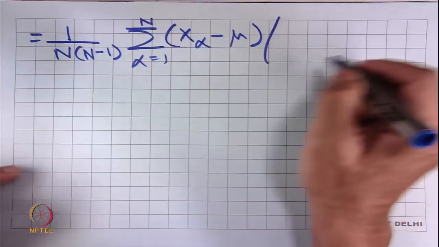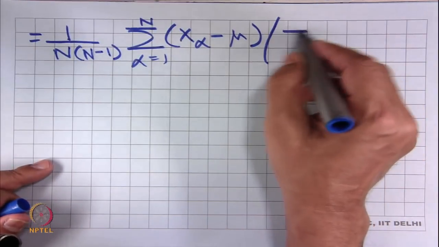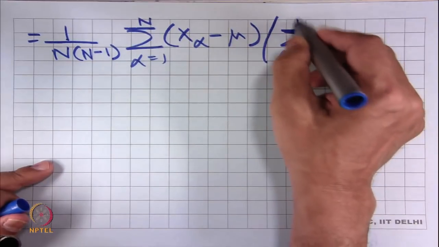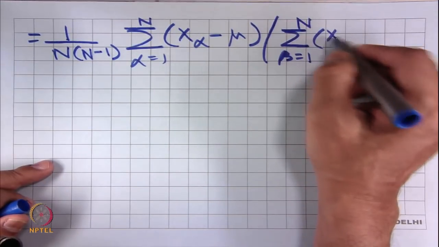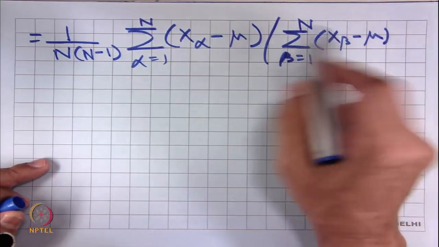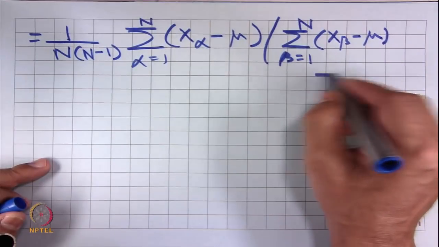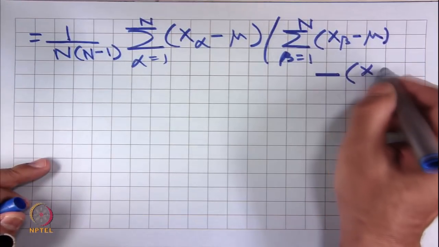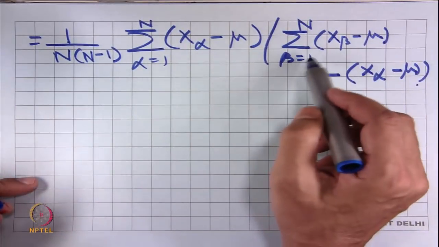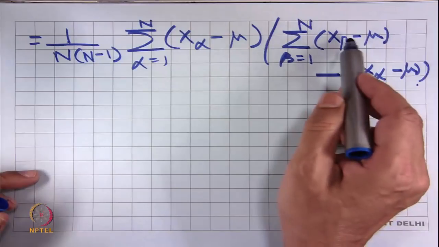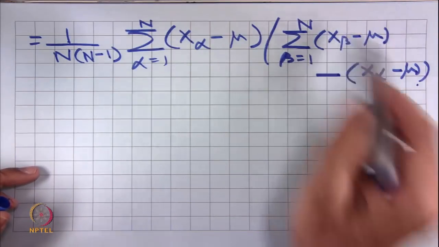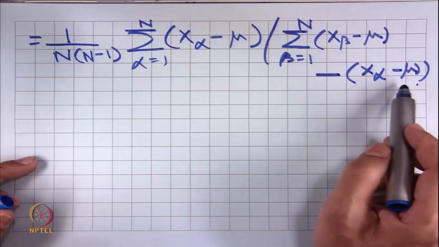Now, this summation I write as sigma beta equal to 1 to n of x beta minus mu, which also includes alpha. Therefore, I subtract the term x alpha minus mu. So, basically what I have done, since beta is not equal to alpha, is add and subtract x alpha minus mu to this term.